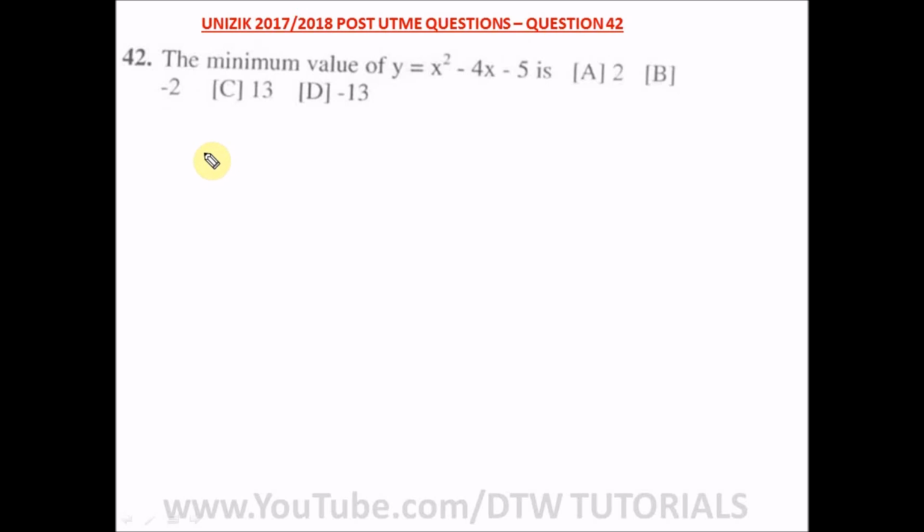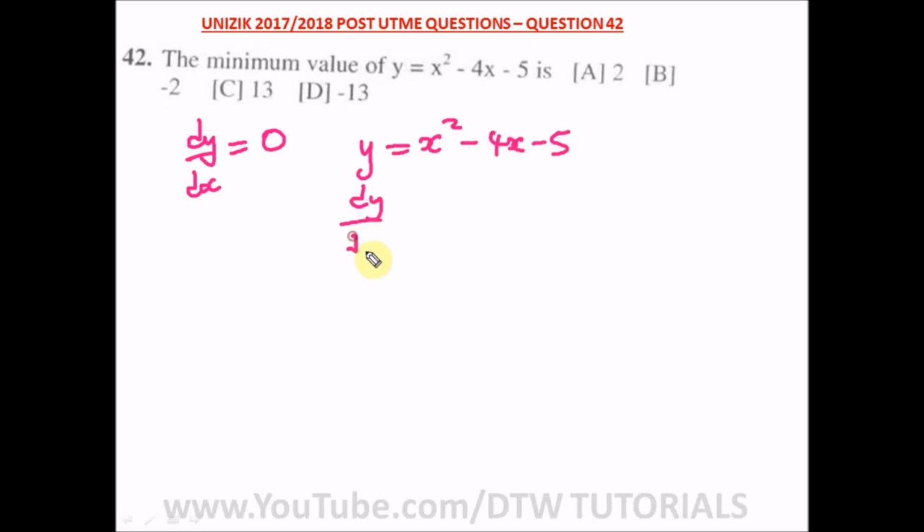Question 42 of the UNIZIK 2017/2018 post-UME past questions. It says the minimum value of y equal to x raised to the power 2 minus 4x minus 5 is, okay, so the minimum value, remember, it's where dy/dx equals 0. So all we need to do is differentiate this. So we have y is equal to x squared minus 4x minus 5.